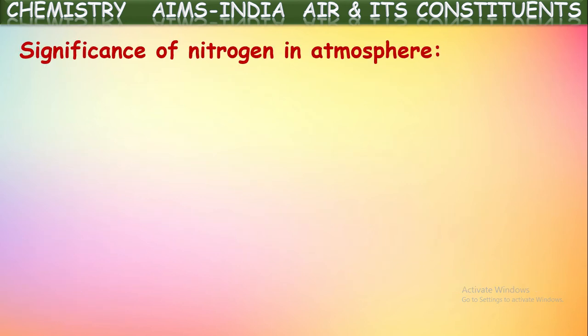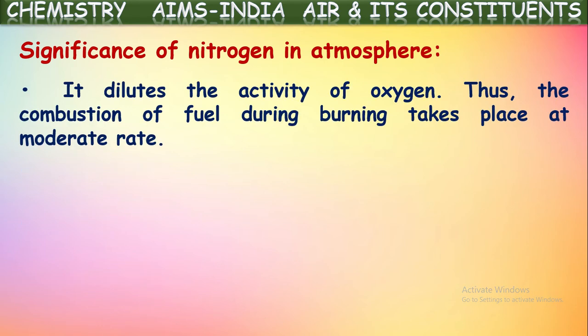Significance of nitrogen in the atmosphere. We are saying this nitrogen gas is present around 78% in the atmosphere. What is the significance of this much nitrogen in the atmosphere? Let us see that here. It dilutes the activity of oxygen. This is a very important role of nitrogen in atmospheric air. It dilutes the activity of oxygen.